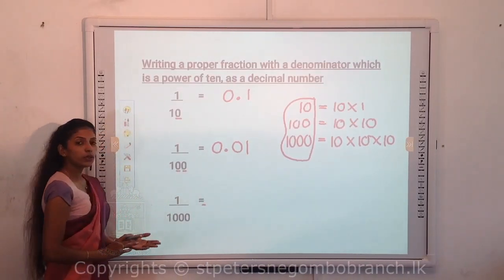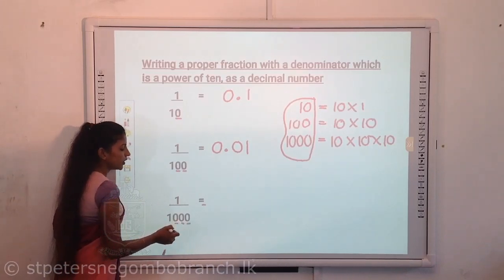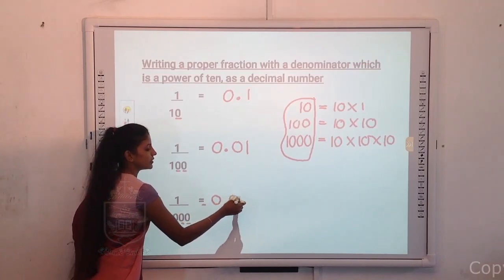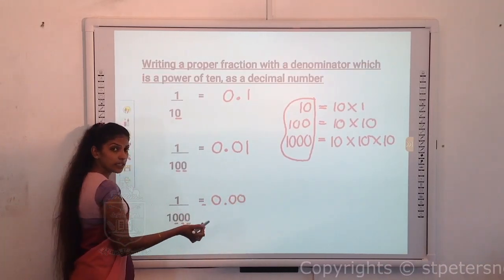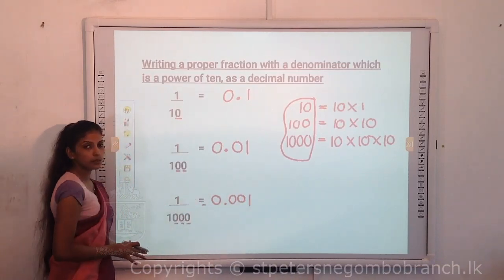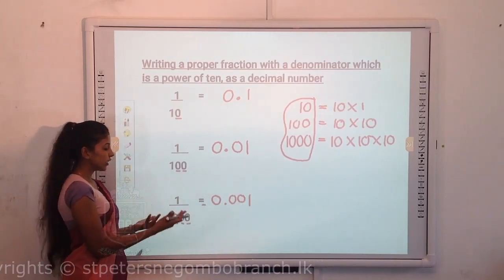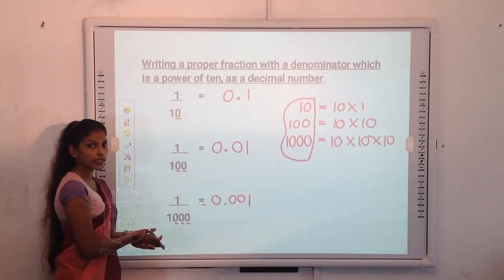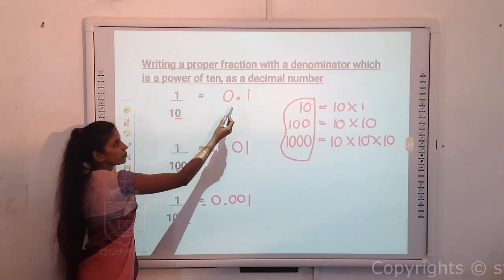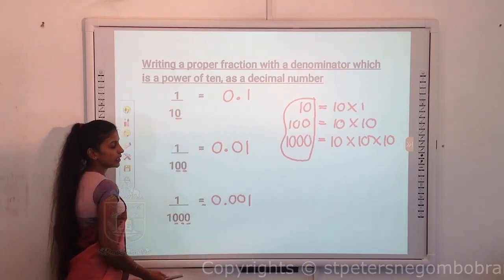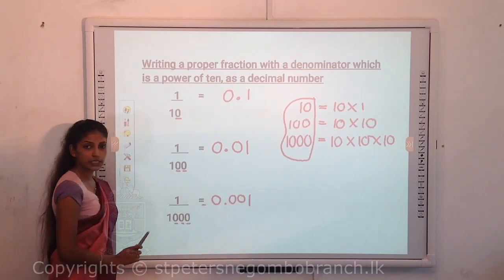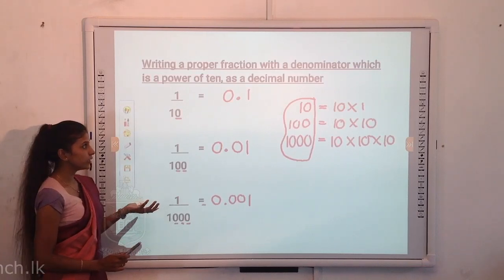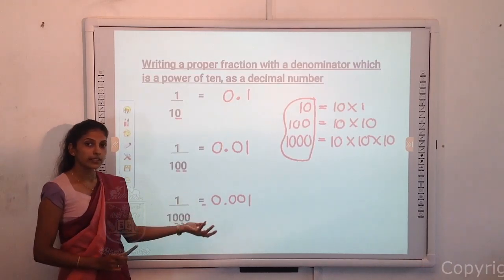Third one, 1 over 1000. Here you can see 3 zeros are there. So we can write it in decimal form like this. Since you have 3 zeros, there should be 3 decimal places. Always take the decimal places according to the number of zeros in the denominator: 1 zero, 1 decimal place; 2 zeros, 2 decimal places; 3 zeros, 3 decimal places. Keep this in your mind, how to express a fraction with a power of 10 as the denominator in decimal form.